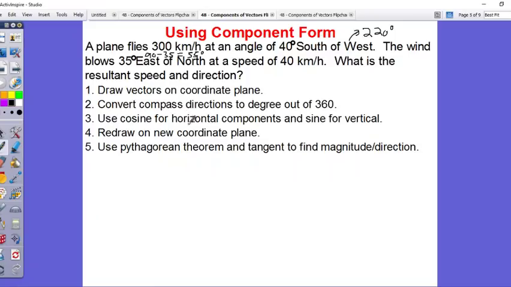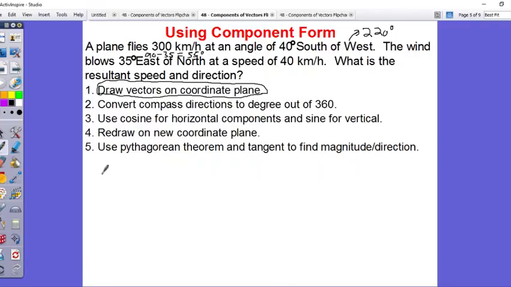So we can draw the vectors on the coordinate plane. I want you to try to draw this, visualize for yourself. Convert the compass directions to a degree out of 360. We just did that. Use cosine for the horizontal components and sine for the vertical. Redraw the new coordinate plane. Use the Pythagorean theorem and the tangent to find the magnitude and direction.